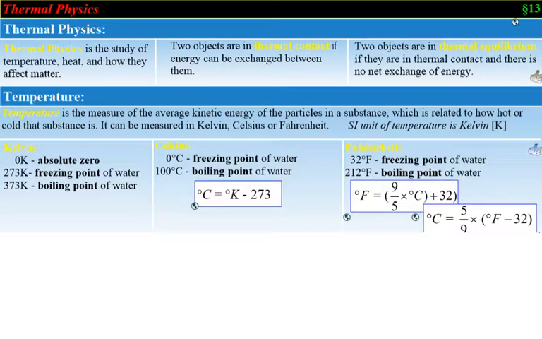So heat is energy measured in joules, and temperature is Kelvin, Celsius, or Fahrenheit, and we're going to be using only Celsius and Kelvin. And also temperature has a definition. It is a measure of average kinetic energy of the particles in a substance, which is related to how hot or cold that substance is. It can be measured in Kelvin, Celsius, or Fahrenheit. And in standardized units, in all the problems you're going to be solving, you want to convert it to Kelvin, unless it is delta T, and then you can avoid doing that.